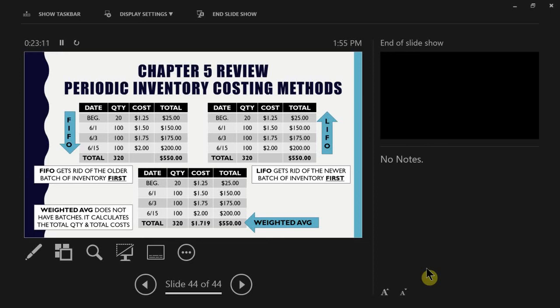When you're dealing with FIFO, you're going to start from the top and make your way down to the bottom of the batch. LIFO, we're going to start from the bottom and make our way up to the top of the batch. Whereas weighted average, we don't care. We just want to make sure that we have the total quantity and the total cost to give us our average cost per item, which in this case is right in the middle. So once again, it just depends on how you view it. If this graphic depiction works for you, well, there you go. Any questions?